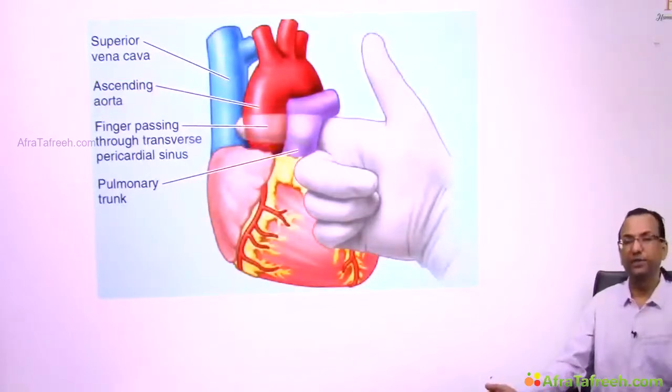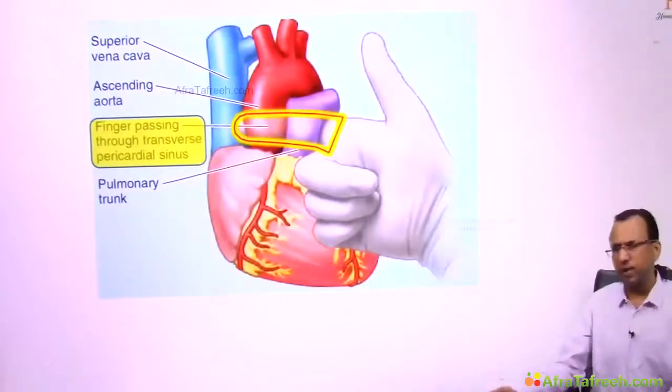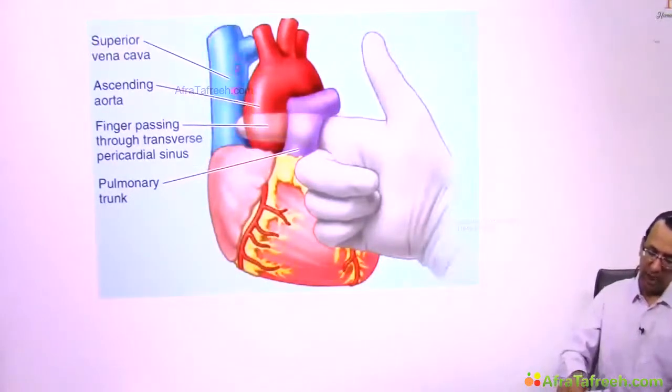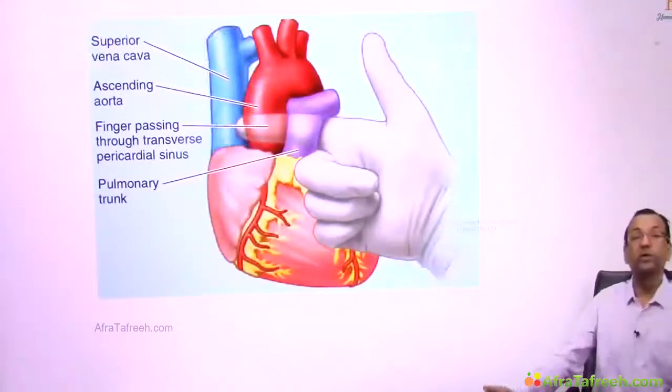Now, what is behind your finger? Behind my finger will be the veins. This is the transverse pericardial sinus. Behind that are veins. Can you name one vein behind the transverse pericardial sinus? You can see here, the superior vena cava. So the superior vena cava is behind your finger. Yes, it is behind the transverse pericardial sinus.